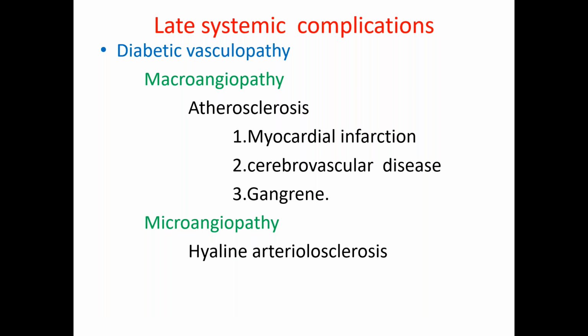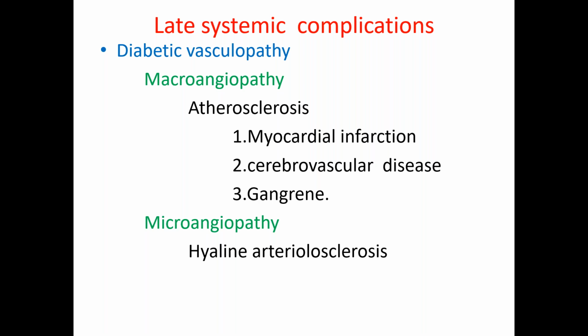And there are other important systemic complications like diabetic vasculopathy. Diabetic vasculopathy is involvement of the blood vessels. Both large vessels and small vessels are affected. The changes seen in the medium-sized muscular arteries and large vessels like the aorta are described as macroangiopathy. Macroangiopathy affects large vessels like the aorta and medium-sized muscular vessels. Medium-sized muscular vessels supply the heart, cerebral vessels, and also the limbs.